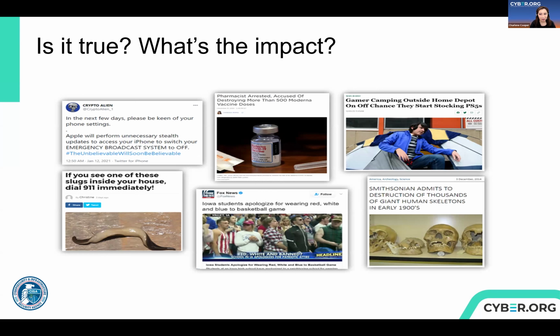And so we're going to look at some headlines that may be familiar to you. In this discovery, students decide if these headlines are true or not, and then discuss the impact that it could have if people did believe this false information.